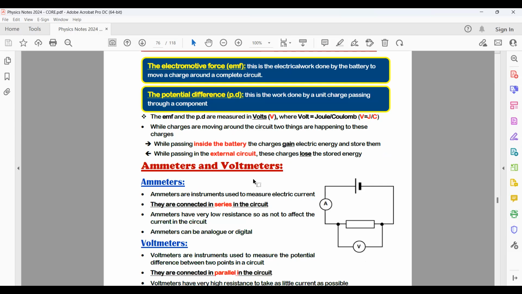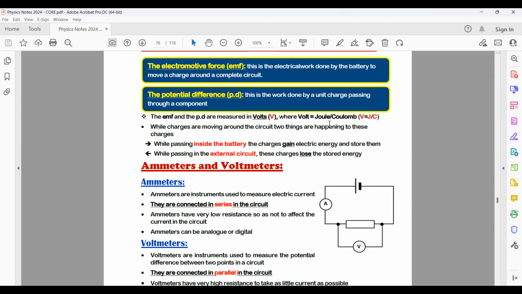In order to make the energy gained in the battery unique, we gave it a different name. What is the name? It's EMF, or electromotive force. And this is the electrical work done by the battery to move the charge around the circuit. Normally, the charges are in the wires and they're not moving. What's the role of the battery? It pushes the charges in order to deliver the energy to whatever component is in the circuit. Both of them, EMF and potential difference, are measured in volts.